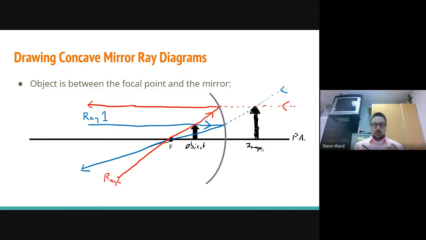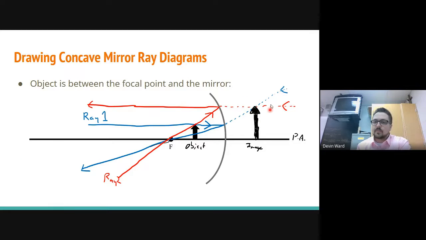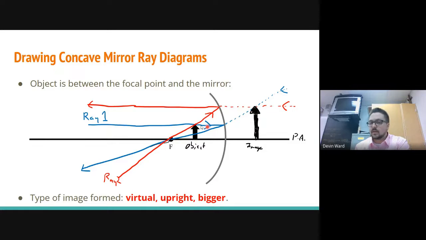Okay. So I remember Elizabeth was talking on Tuesday about what makes an image real versus virtual. Whenever we have to use these dotted lines to make the image, that's when it's virtual. So because of this, we have a virtual image, but the image is upright because it's facing the same direction as our object, and it's also bigger, because you can probably see that it's bigger.